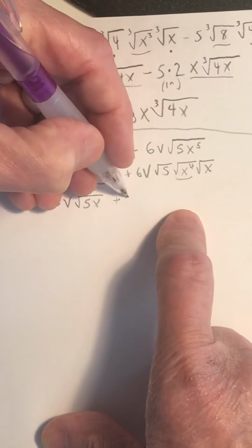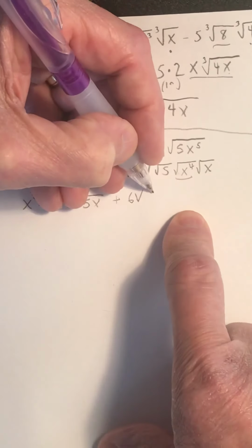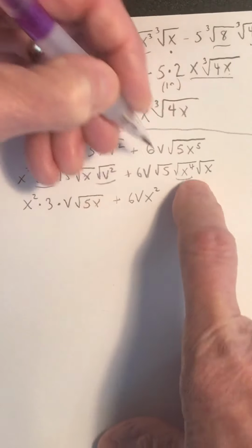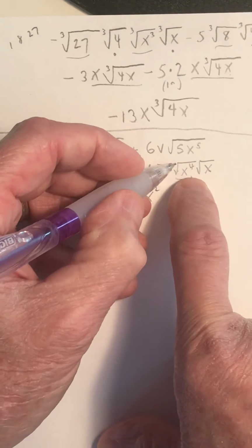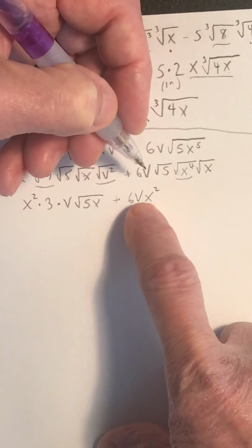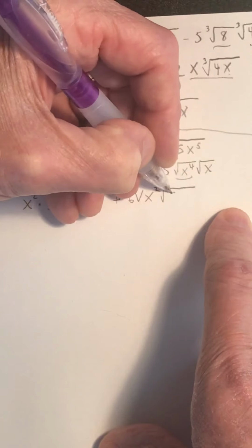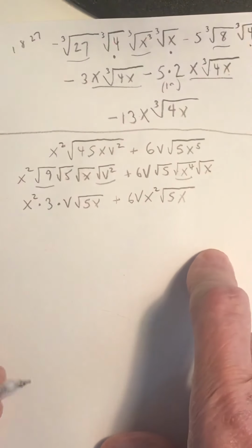In the second expression, got that 6v out in front. This becomes x squared. Not because we're taking the square root of the 4, we're dividing the 4 by 2. Okay, so we get 6v x squared. Still under the radical, we have 5 and x.